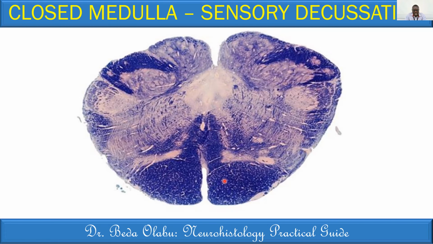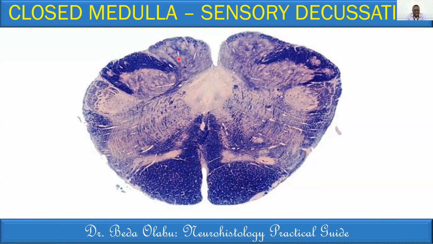The pyramids are still very distinct. The inferior olivary nucleus is partly there, partially there. That's part of the inferior olivary nucleus. Then this is the pericentral gray matter. The central canal is actually collapsed. We can't see the lumen, but this is pericentral gray matter. So it is closed medulla.